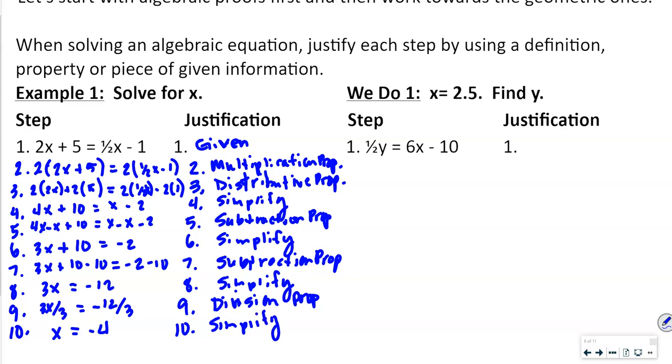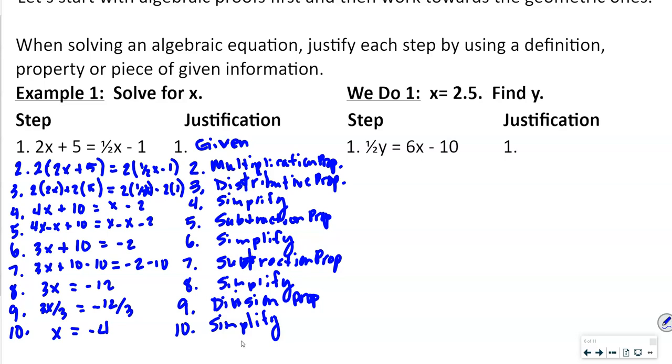Now, some people might do this in less steps. I gave you literally every single step in the explanation of every single step, okay? So if need be, pause the video here and write down what I have written down. Again, first step was given, second step was multiplication property, third step distributive property, fourth simplify, fifth subtraction property, sixth simplify again, seventh subtraction property. Wow, my writing is not very clear, y'all. Then simplify again, then division property, then simplify again, okay? All right, so pause the video, come back to me, and then we'll do the we do one.